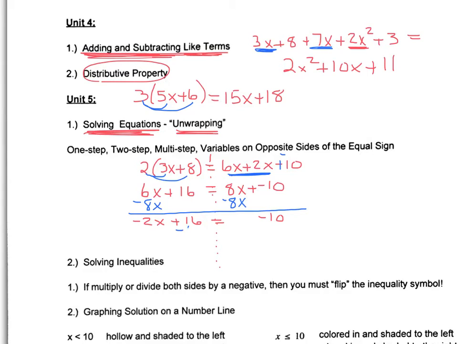Now I unwrap. I subtract 16. That leaves me with negative 2x equals negative 26. And then the last step, divide by negative 2. And you get x equals negative 13. Okay, I'm going quick, but hopefully it's reminding you of things, and maybe you need to go back and re-watch some of my other videos or ask me some specific questions.